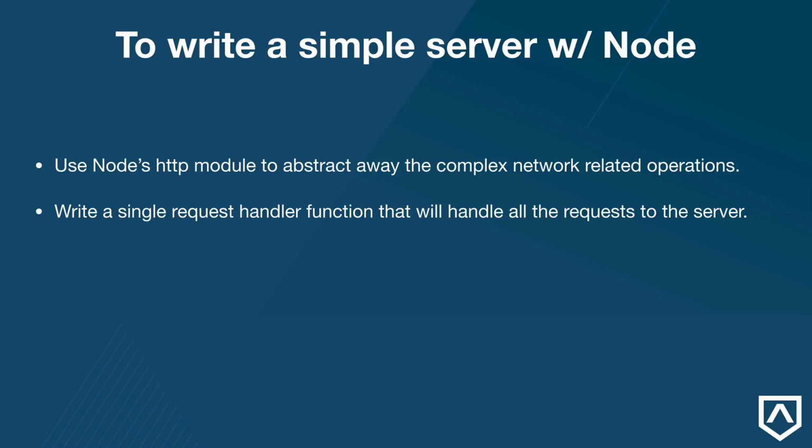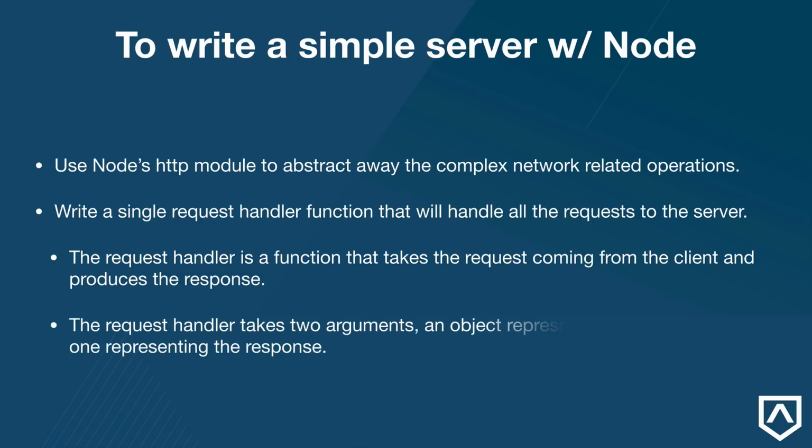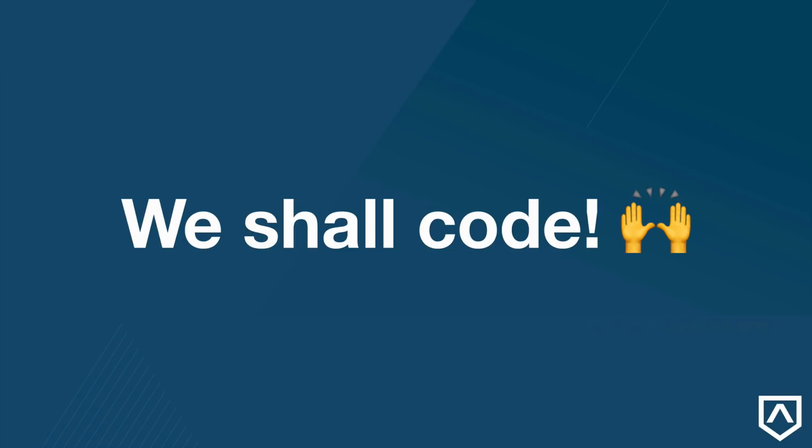We're going to write a single request handler function that will handle all the requests on the server. Now this handler function will actually take the request coming from the client and produce a response back to the client. Also, the request handler takes two arguments, an object representing the request and then one representing the response.